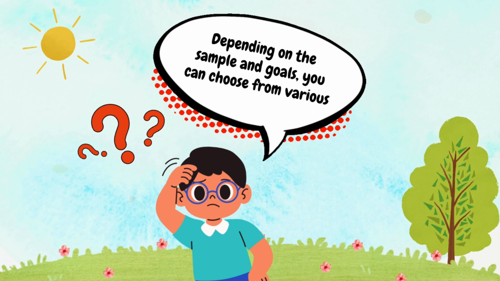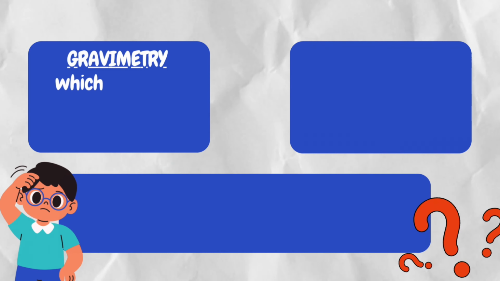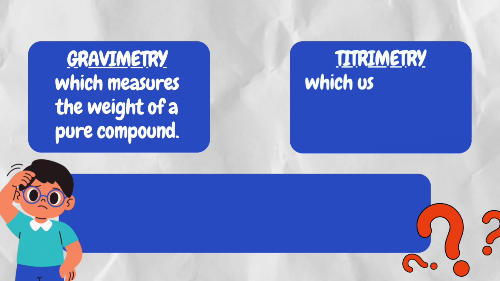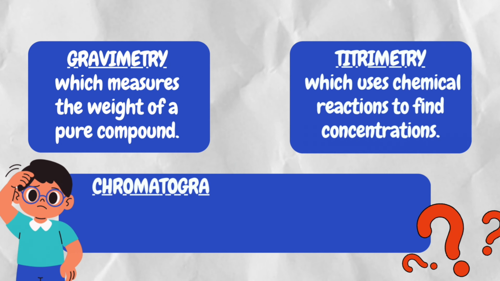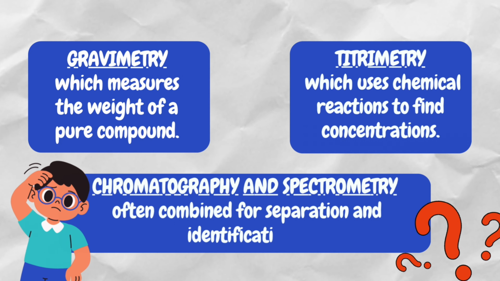Depending on the sample and goals, you can choose from various methods: gravimetry, which measures the weight of a pure compound; titrometry, which uses chemical reactions to find concentrations; chromatography and spectrometry, often combined for separation and identification.